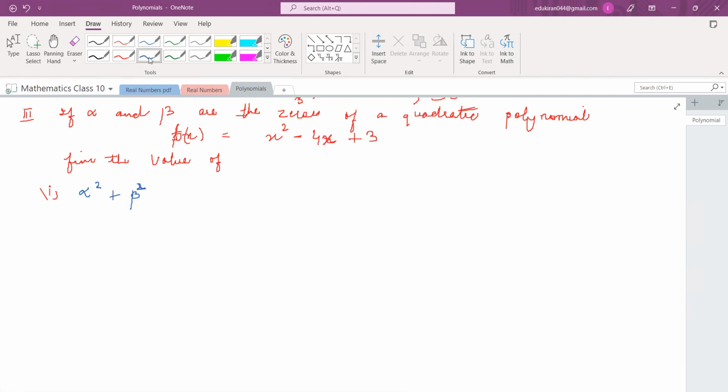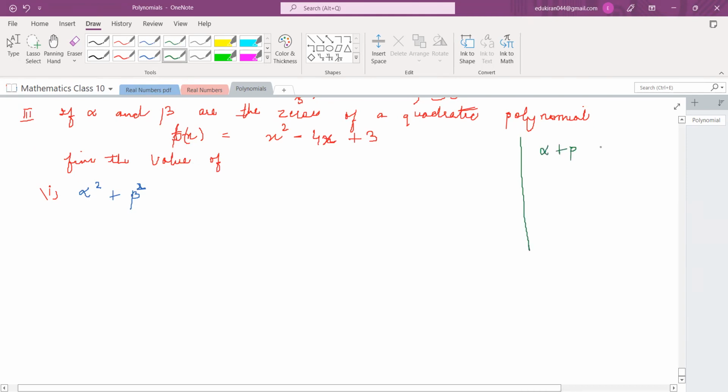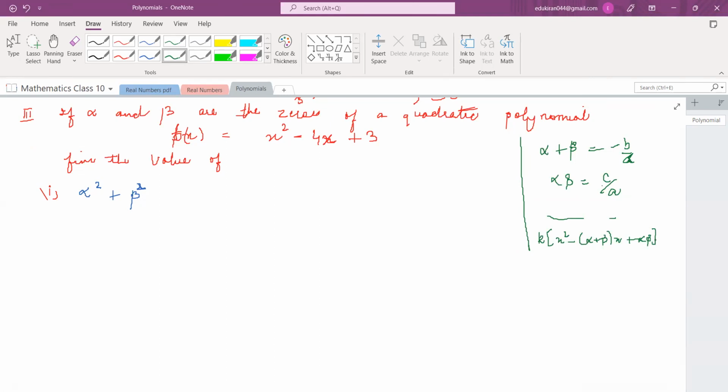Now, how to solve this question? See, this is the only thing you have learned in this exercise: the relationship alpha plus beta is equal to minus b by a, and alpha into beta is equal to c by a. And you have also learned that any general quadratic polynomial is expressed as x square minus (alpha plus beta) into x plus alpha beta, nothing else. So all the questions will depend only upon these conditions. You don't have to think of anything else. Just don't confuse yourself. Just think this, and then you will be able to solve the questions.